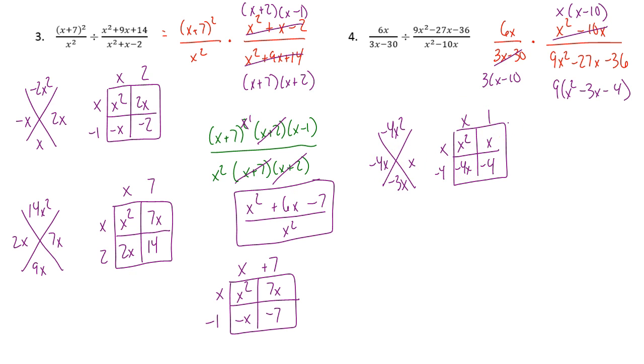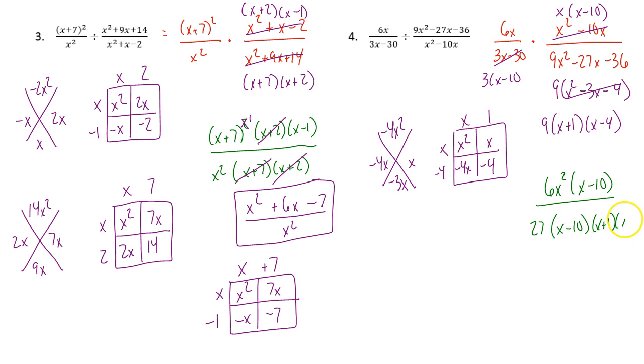So that factors down to be x plus 1 times x minus 4. So let's see, this is a big mess here, but let's see what we have in the numerator. In the numerator we have 6x times x makes that 6x squared times x minus 10. And in the denominator, we have this 3 and this 9, or 27, times that x minus 10 times x plus 1 times x minus 4.